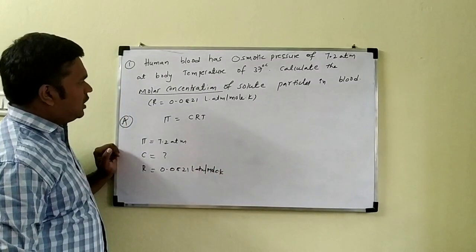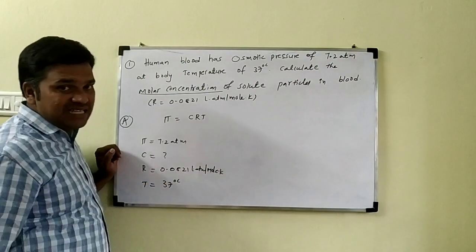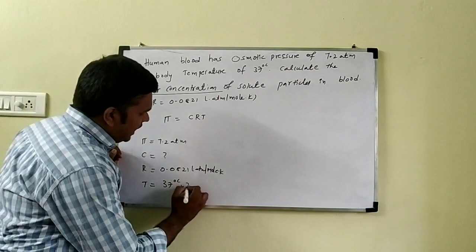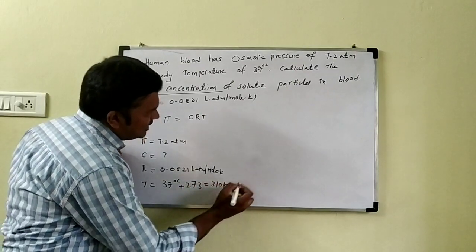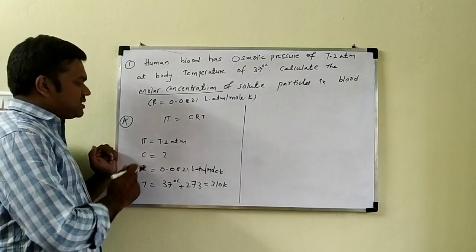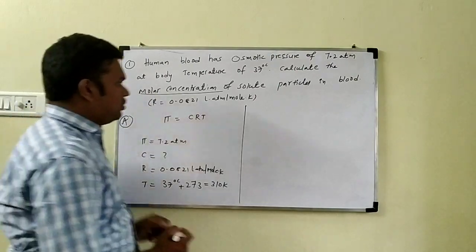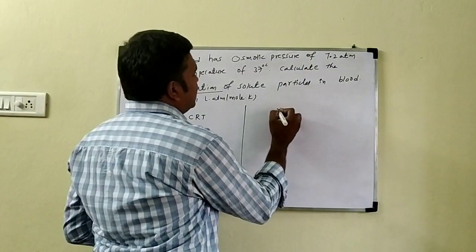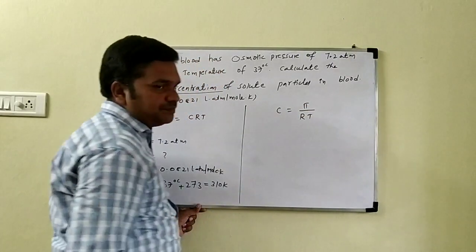And what else is given? T is given in Celsius, 37 degrees Celsius. You add 273, then you get 310 Kelvin. So pi is given, C we have to find, R we know, and temperature we know. From this we write the formula: C is equal to pi by R into T.